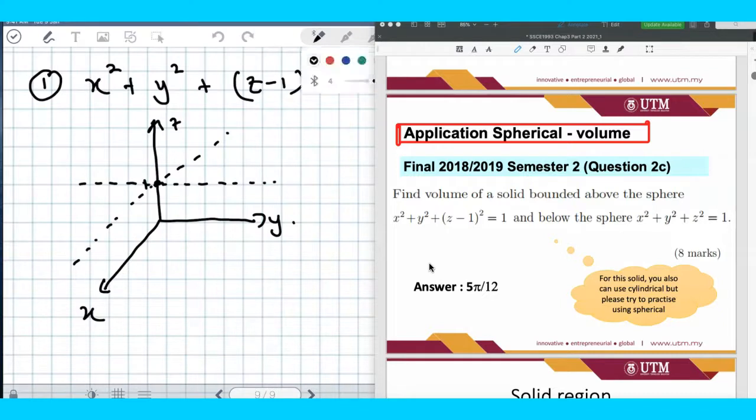Now we want to sketch it. Because z is shifted 1 unit above, this becomes 2 and this becomes 0, and this still becomes 1 and this one still minus 1, and at the back still minus 1. So this is your circle now on the zy plane. And now you're on your xy plane.